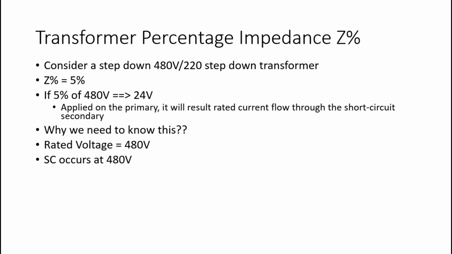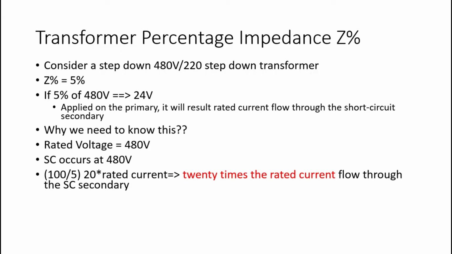Now the answer is very simple. At 5% of 480, you are getting the rated current flowing through the secondary in case of short circuit. But for full voltage applied, you will get 20 times the rated current flowing through the secondary. If you divide 100% by 5%, you get 20, meaning 20 times the rated current will flow through the secondary. This is the main idea.